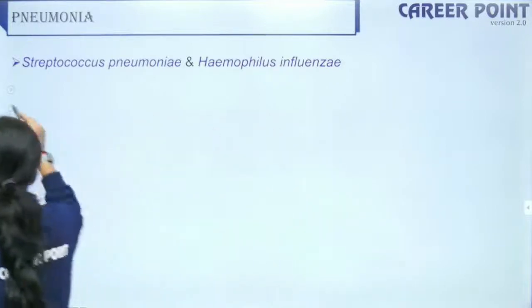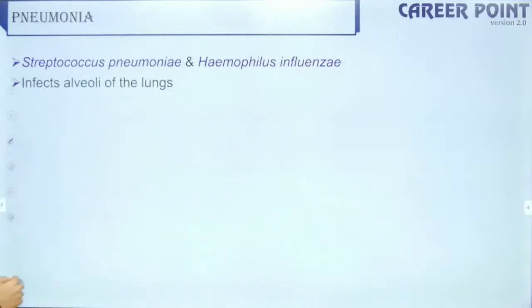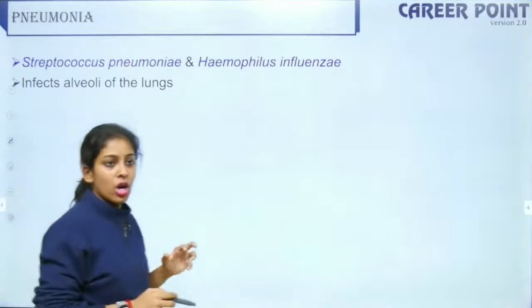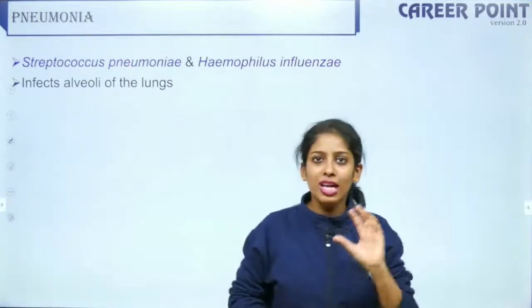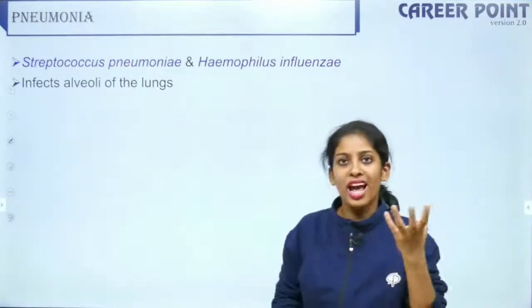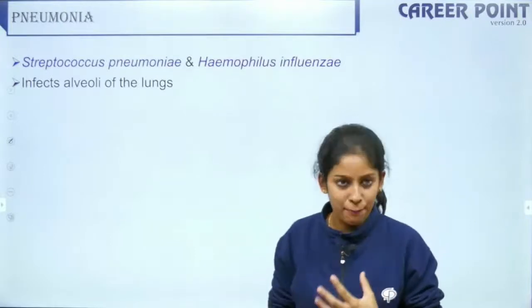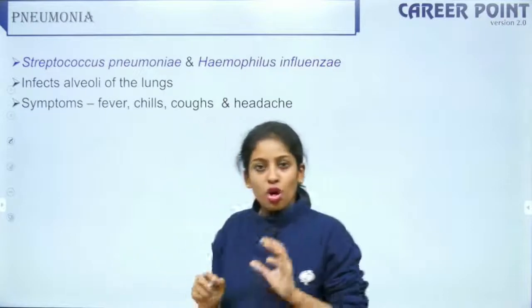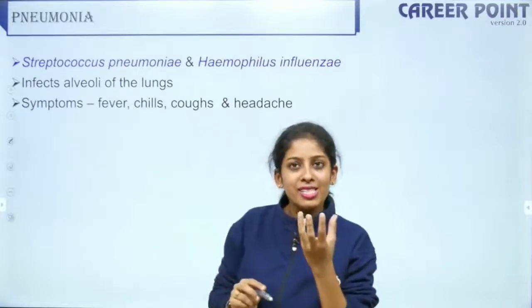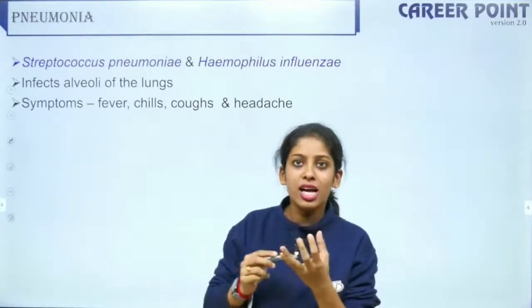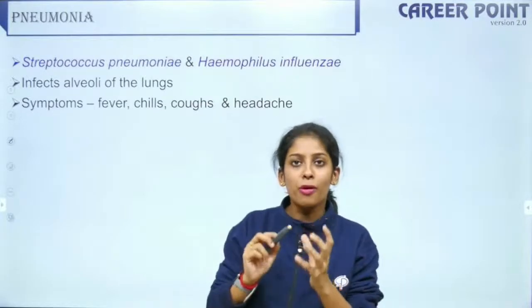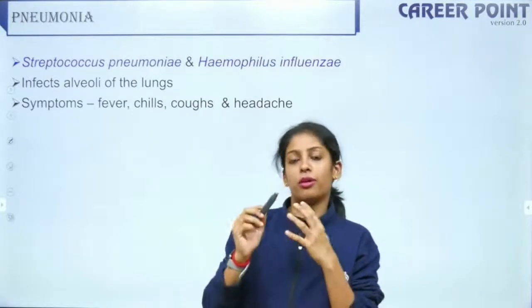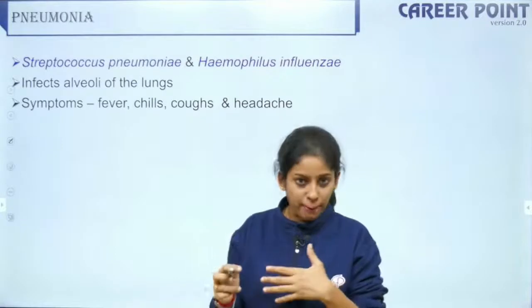So what is pneumonia here? It infects the alveoli of the lungs. What are alveoli? Alveoli are the balloon-like structures where the actual diffusion of gases happens, right? So that is where the bacteria begin to grow. The alveolar space becomes very small because the bacteria start growing inside, so there is no possibility that normal diffusion is happening, okay?